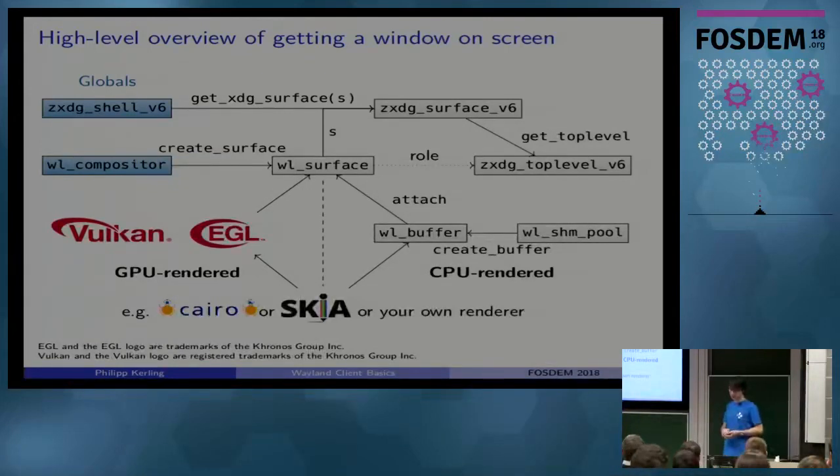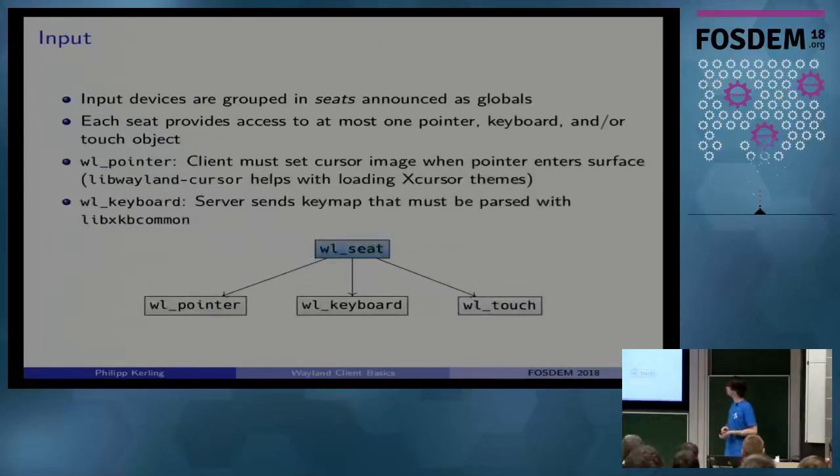Okay. That's it for the window. If you do all that, then you will actually have a window on screen. And you want some interactivity, probably. So it means, how do you get input? There's a concept called a seat, which is a group of input devices, a pointer, a keyboard, and a touch device. And each seat can have at most one of those devices. And you register for the global, then you take the seat, and these seats can actually be hot plugged at runtime, so you should always be prepared that a seat appears or disappears.